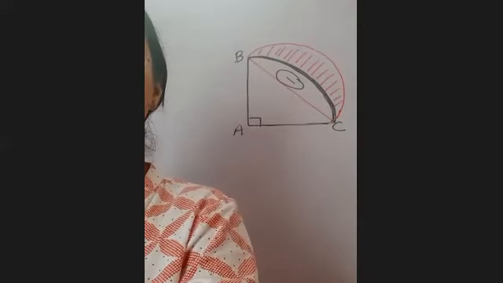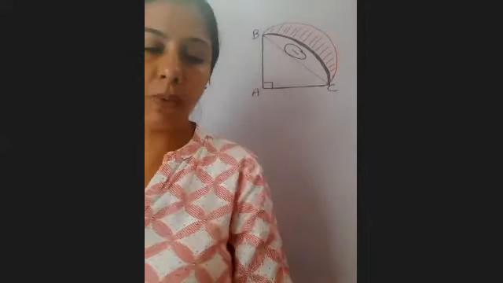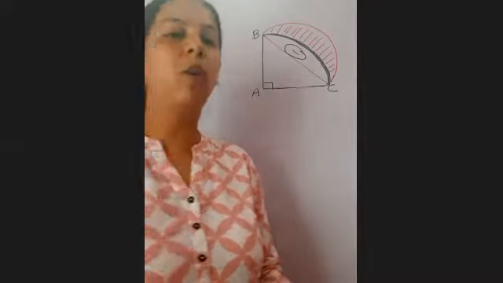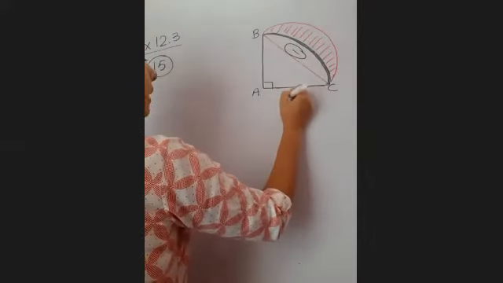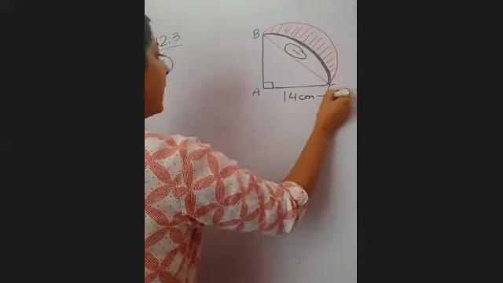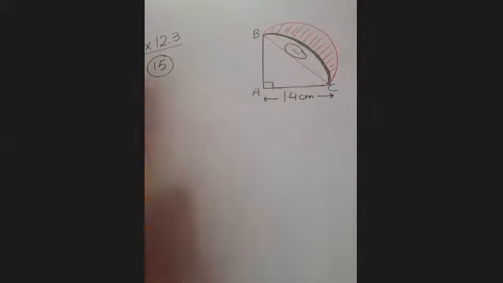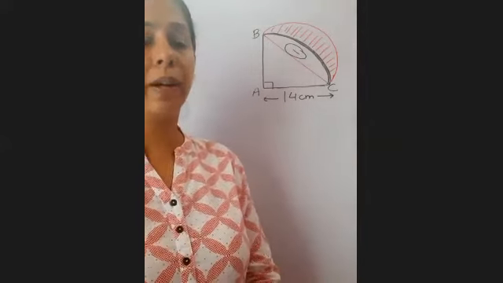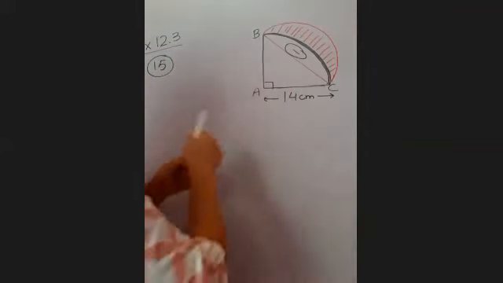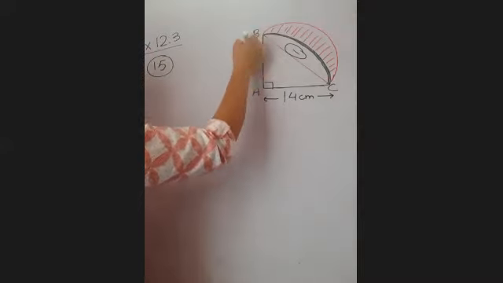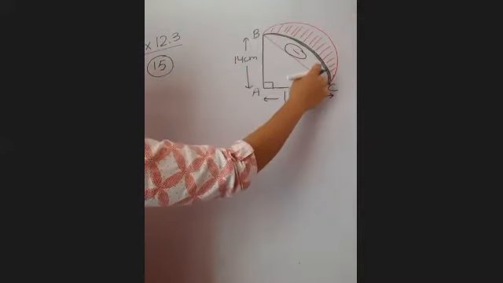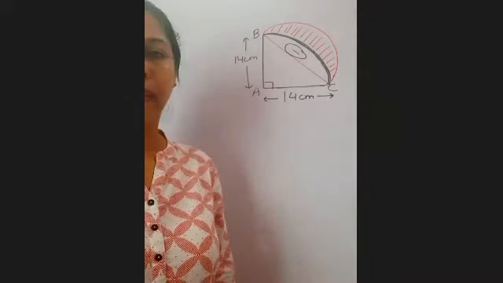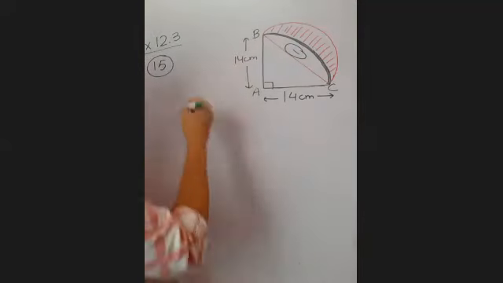Now let us see the information given to us in the question. Radius is equal to 14 centimeters. Given that the quadrant is of radius 14 centimeter, right? Now to find the area of the semicircle, do we need to find the radius of the semicircle? How to do that? By finding BC using Pythagoras theorem. We shall find BC, that is the diameter of the semicircle, and then accordingly the work will be done. Let us do a little calculation.